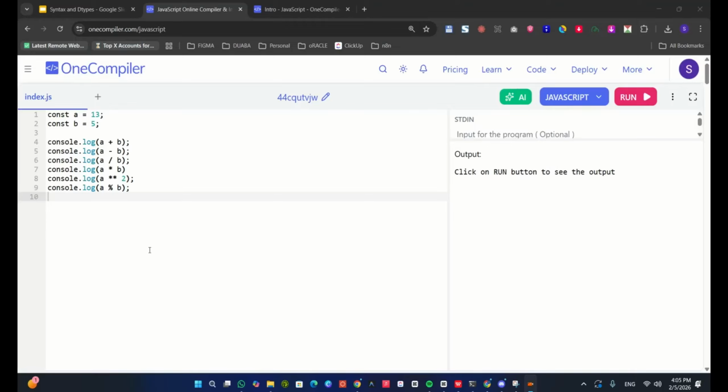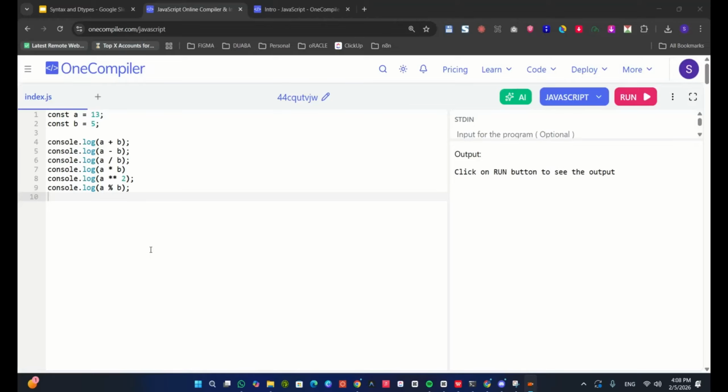On line 8, we have the exponent operator, which uses 2 asterisks. While the multiplication uses 1 asterisk, the exponent uses 2 asterisks. So we have console.log a double asterisk 2. This is the same as a raised to the power 2. So the exponent operator is going to simply multiply the value of a by itself. And then on line 9, we have console.log a percentage sign b. This stands for the modulus operator. The modulus operator simply returns the remainder after a division.